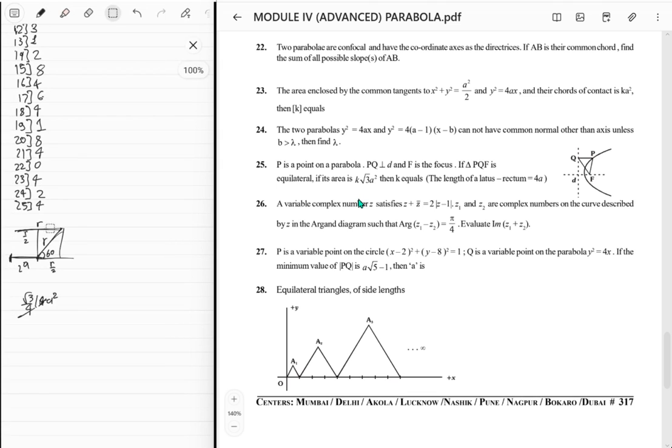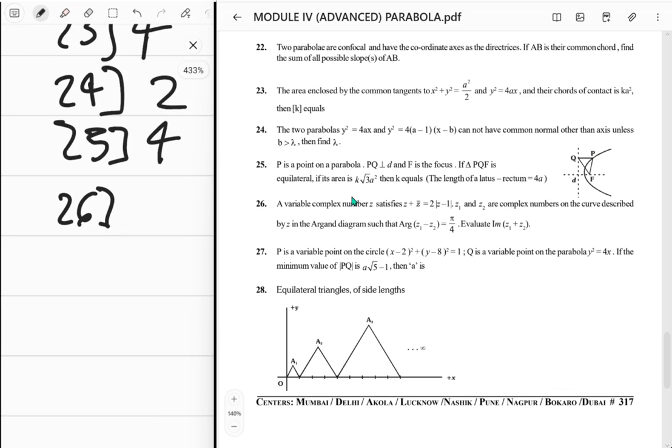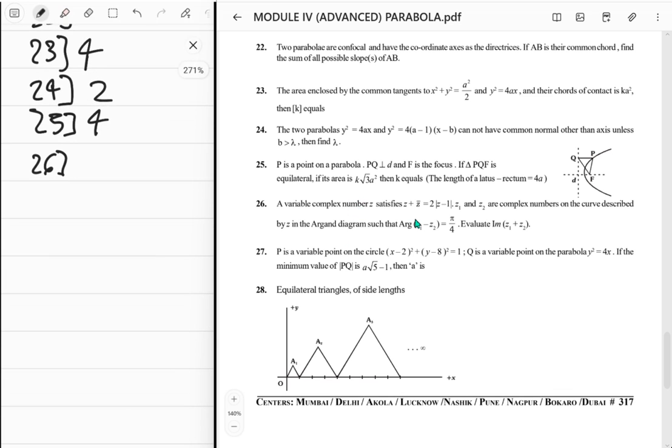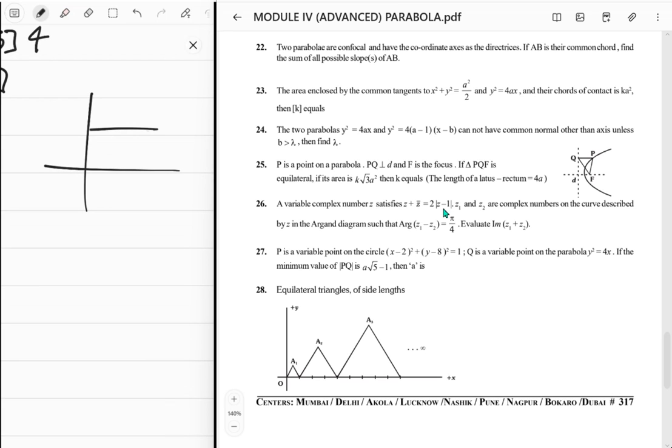Next, 26th. A variable complex number z satisfying z plus z conjugate is equal to 2 times the magnitude of z minus 1. So the x coordinate of this z is basically the distance from the y axis. We know it's supposed to be a parabola. That's 2 times the real of z, equal to this. So real of z is equal to just the magnitude of z minus 1. So 1 is the focus and the y axis is the directrix.